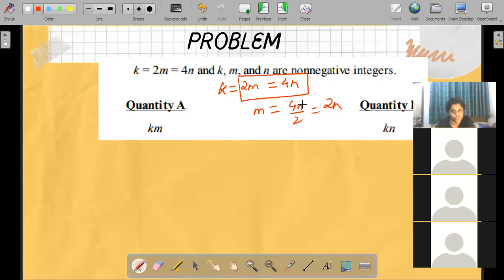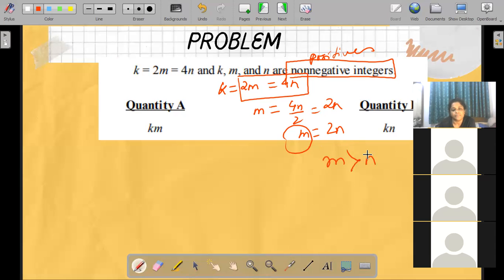This I'm doing for you. I have done this mentally. I'm just doing it for you to understand. So I have a relationship of k equal to k, m and n. I also have a relationship of m and n. And I can see, because they have already told all are non-negative numbers, that means all are positive numbers. So I don't have to worry that, if multiplied with this, it might be lesser than that, like the previous one. So all are positive. That means M is equal to twice of N, which anyway means M is greater than N.